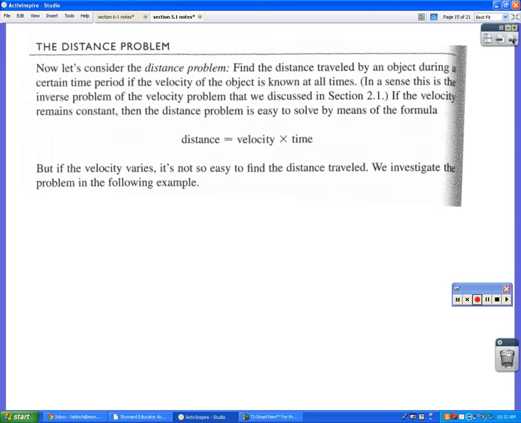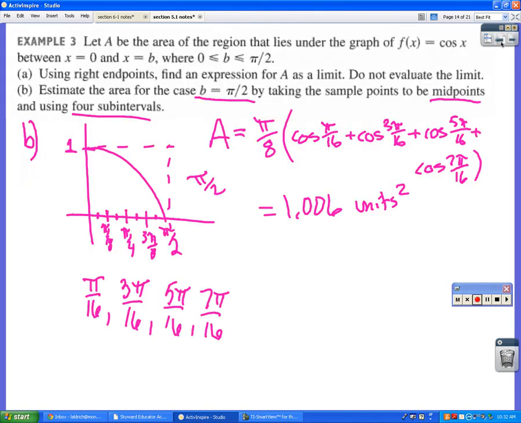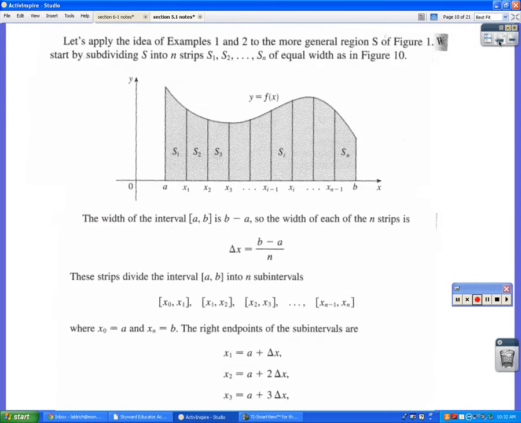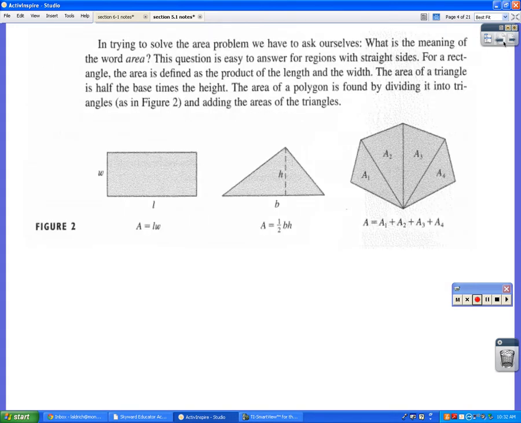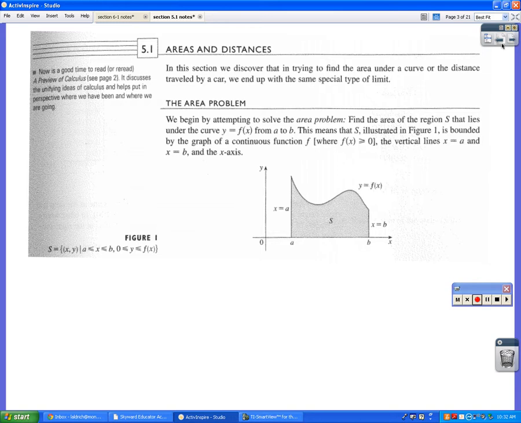Now let's consider the distance problem. So at the very beginning of the section, we said, you probably don't remember, that in this section, we discovered that in trying to find the area under a curve or the distance traveled by a car, we end up with the same special type of limit. So we're kind of done with the area underneath the curve part. But now, I don't get that because you know how much a car travels.